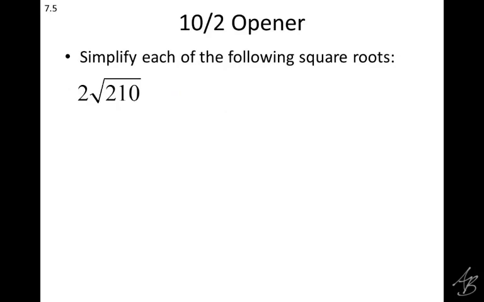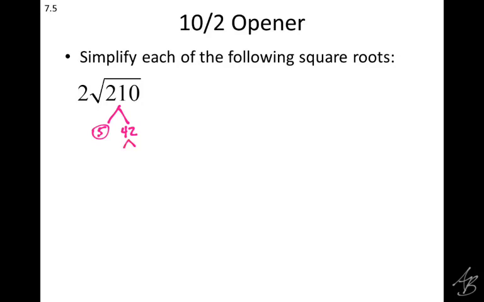How does the 210 factor? Since this does end in a 0, you could do 21 times 10. Jordan did it with a 5, though, so we'll go ahead and do it that way. So 5 times 42. We know that 5 goes into it because if it ends in a 0, 5 has to go into it, just like 10 does also. And then how about the 42?